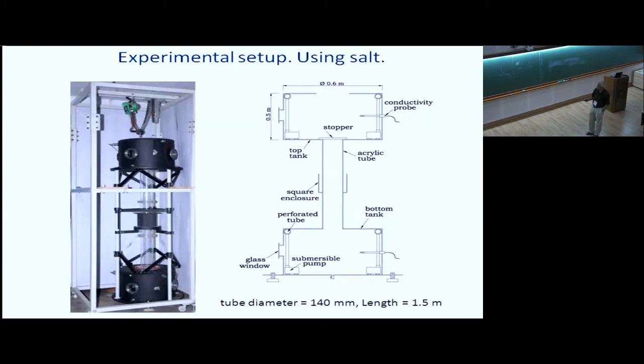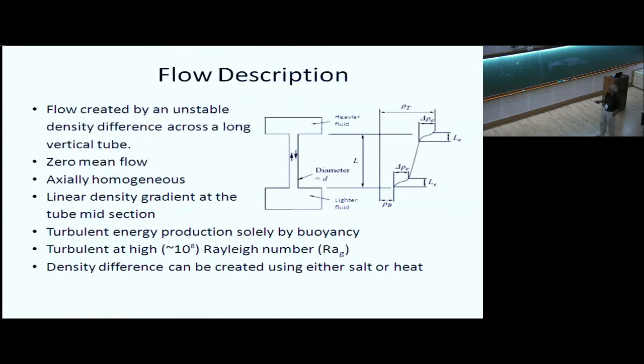And so this shows the experimental setup for the experiments using salt. So the tube diameter is about 6 inches, and the height is about 1.5 meters. So I forgot to mention that in the homogeneous region, away from the ends, you get a linear temperature gradient or linear density gradient, and this end effect or entrance effect lasts for about a diameter or so. So away from the ends, about 1 or 2 diameters away from the entrance, it is homogeneous.